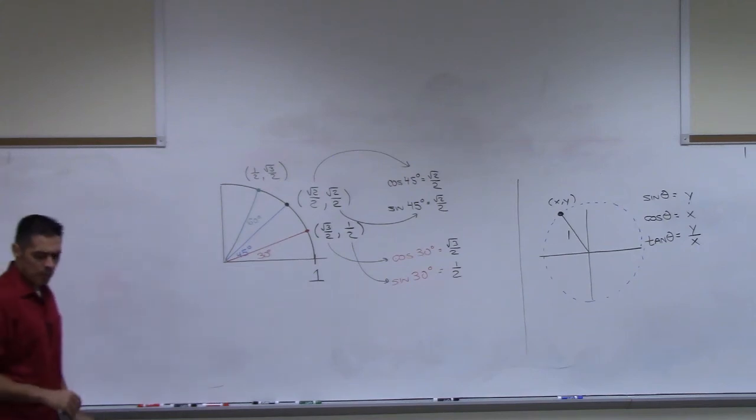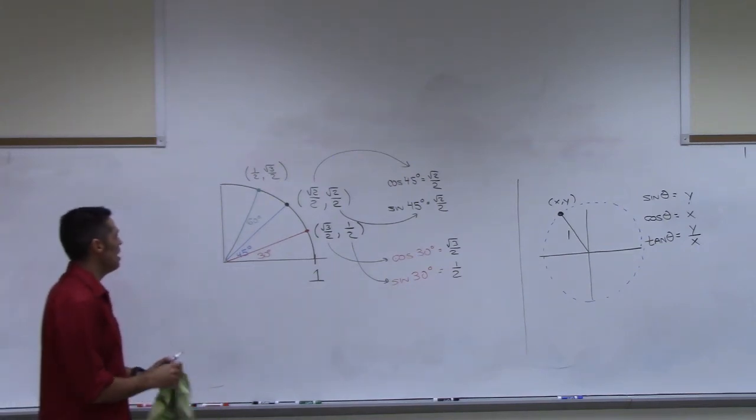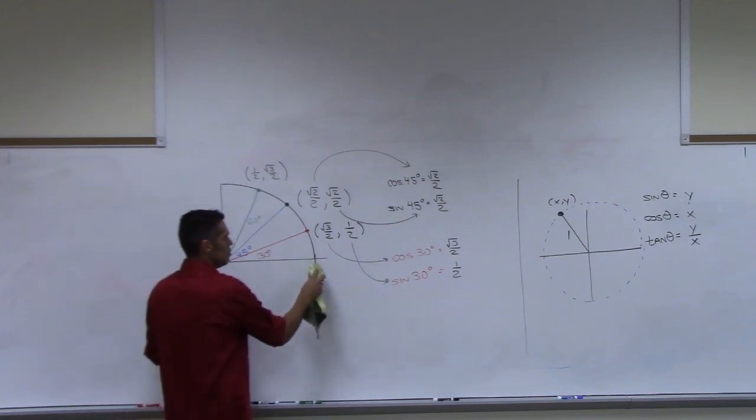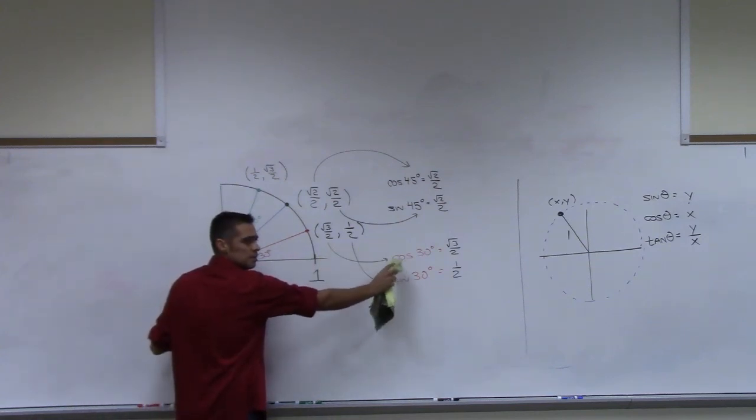Okay, there's some other points on here I want to label that I have not labeled, but I've got some arrows in the way. So may I erase this? We're good with that?